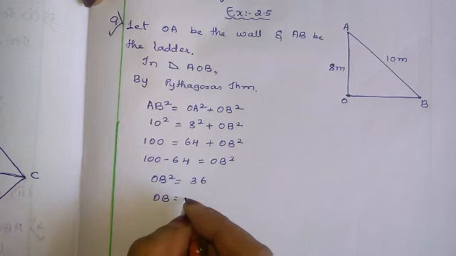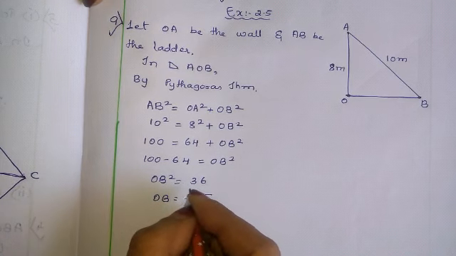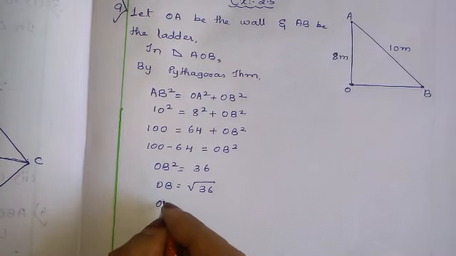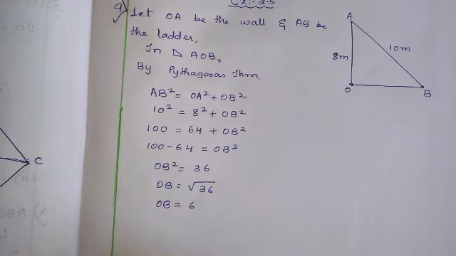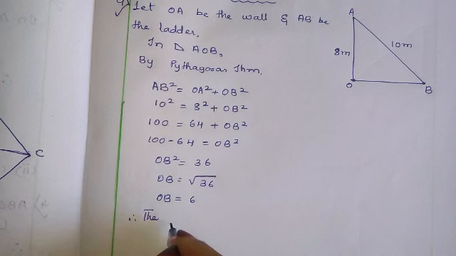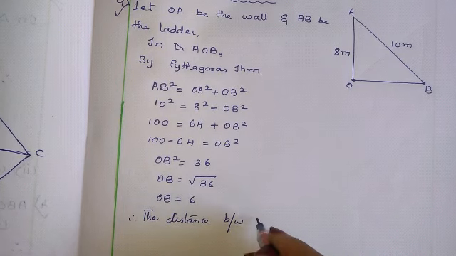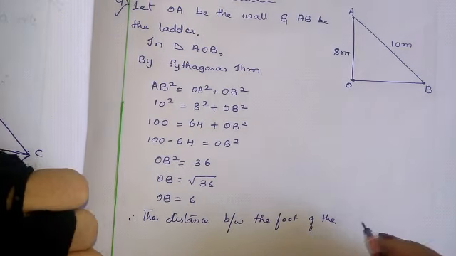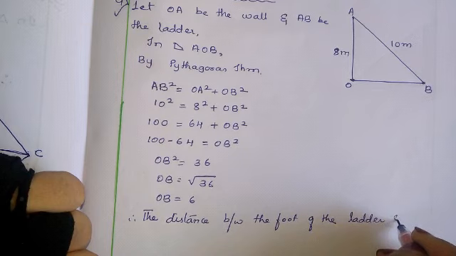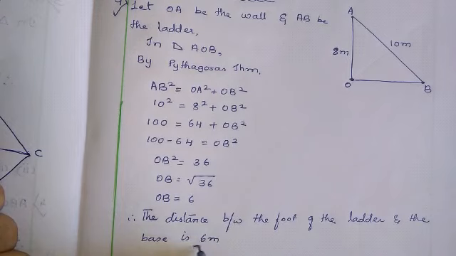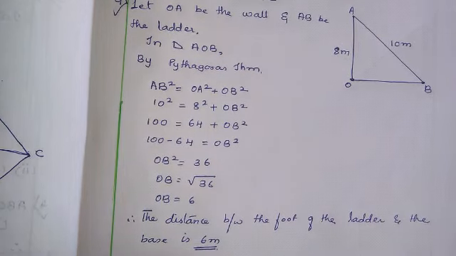OB is equals to root 36. Why? Square will become root if we take that side. Therefore, OB is equals to root 36, which is nothing but 6. Therefore, the distance between the foot of the ladder and the base is 6 meter.